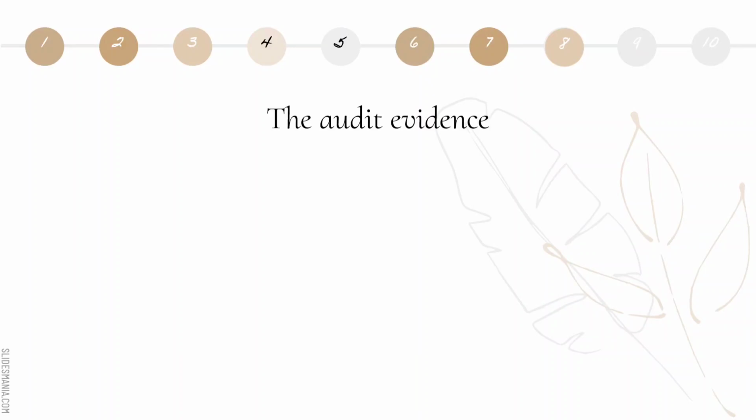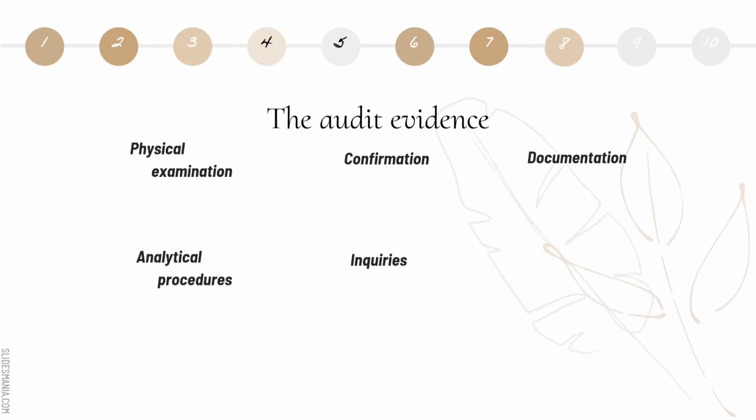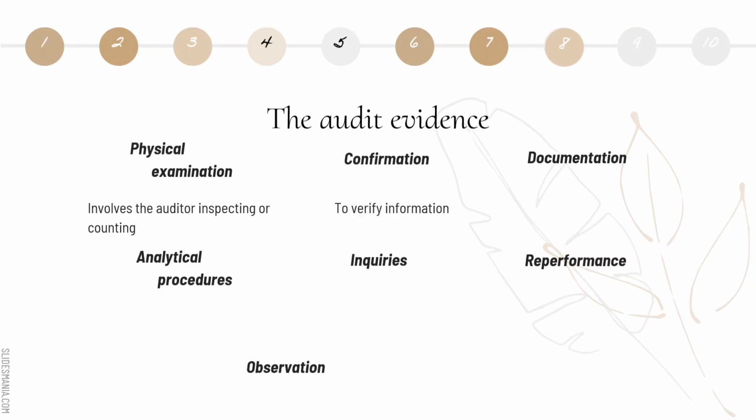What are the types of audit evidence? There are 7 types of audit evidence. There are physical examination, confirmation, documentation, analytical procedures, inquiries, reperformance, and observation. Physical examination involves the auditor inspecting or counting tangible assets, for example, counting cash on hand and examining inventory. However, it provides little or no assurance on the ownership objective.